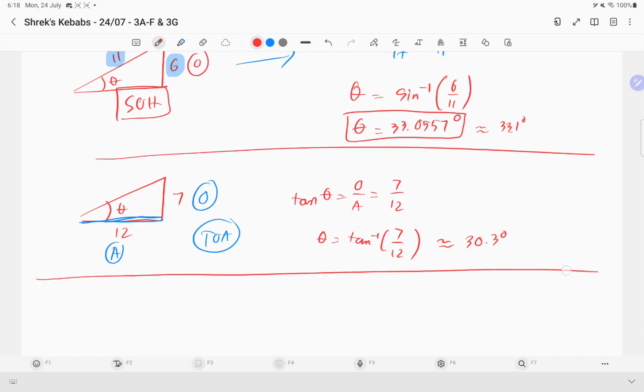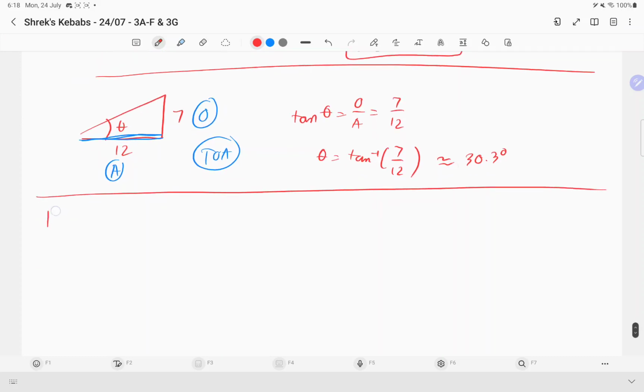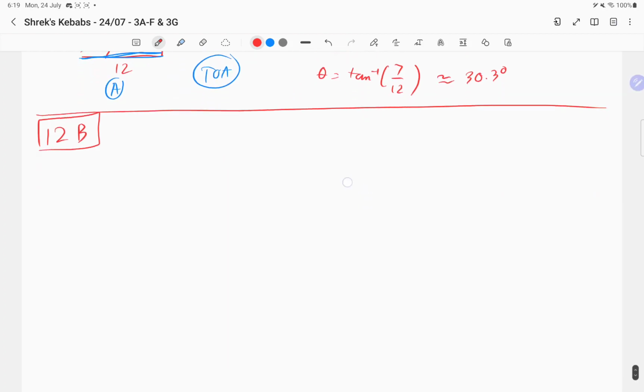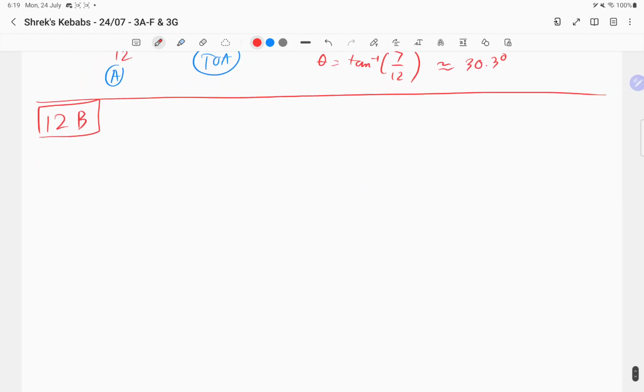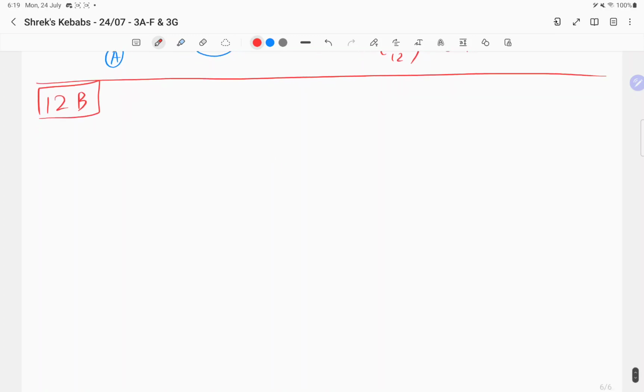Right, so that was the end of chapter 12a, just revising these basic concepts. Now, chapter 12b is about exact angles. In chapter 12b, the exact angles are actually derived from two triangles. One of them is an equilateral triangle, and the other one is an isosceles triangle.